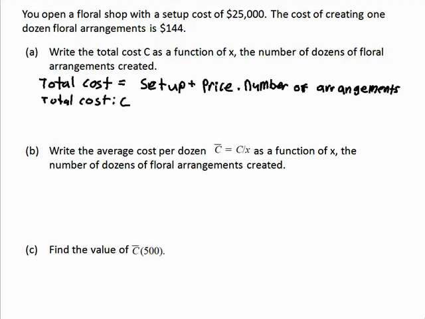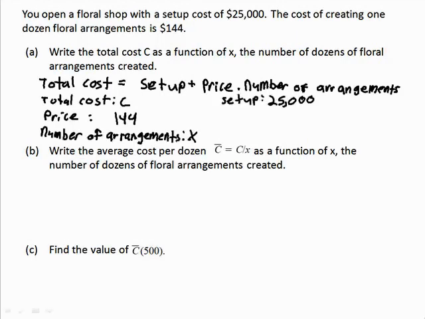The total cost is C. The price is $144. The number of arrangements is x. And the setup is $25,000. Substitute these values back into the verbal model. C equals 25,000 plus 144x.